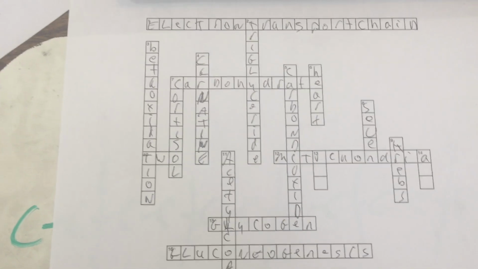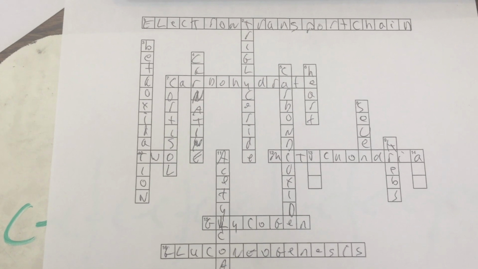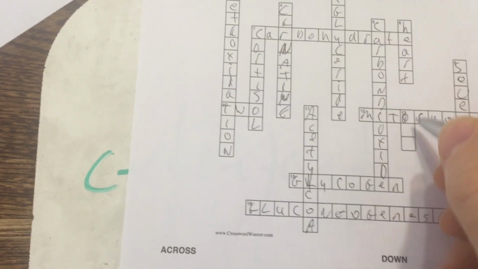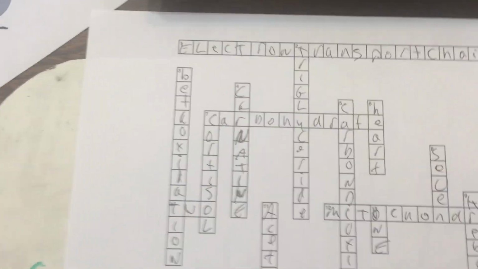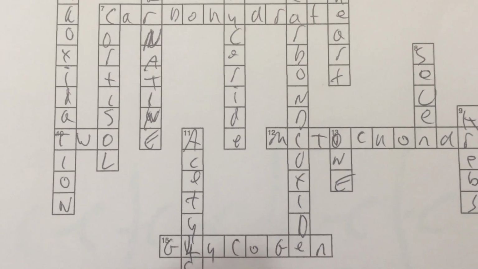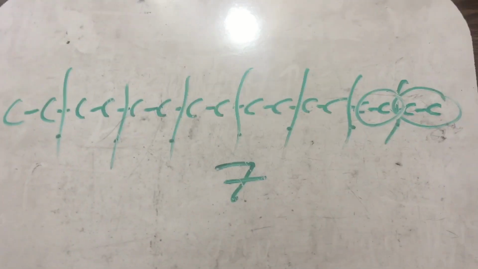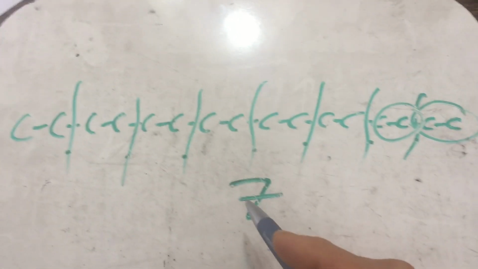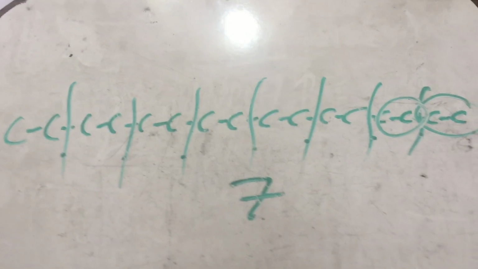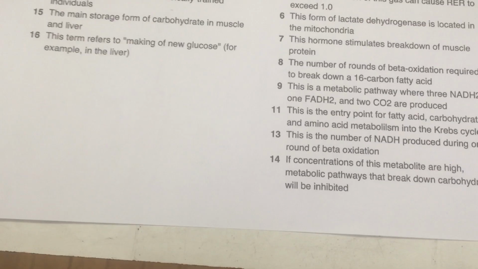13 down, this is the number of NADH produced during 1 round of beta oxidation. It is only 1. So you get 1 NADH produced, 1 FADH2 produced for each round of beta oxidation. But you can see for a 16 carbon fatty acid, you'd have 7 rounds of beta oxidation, so you get 7 NADHs produced in this example.